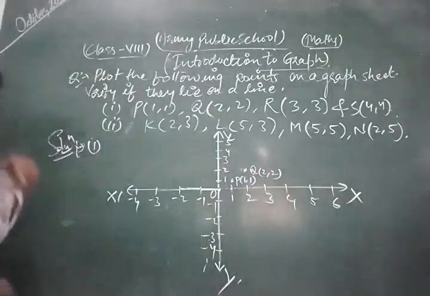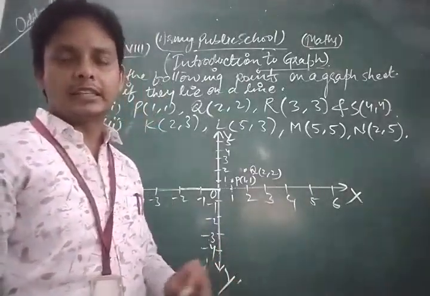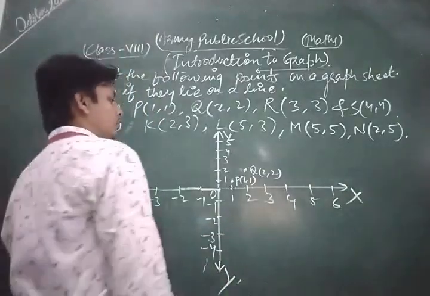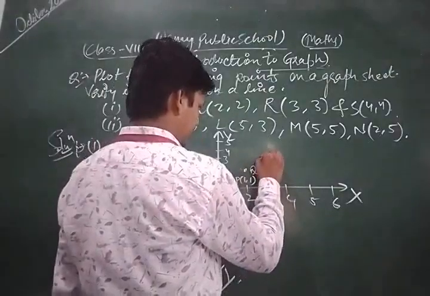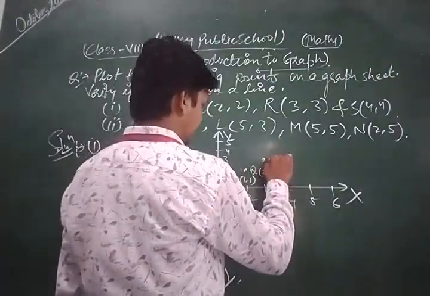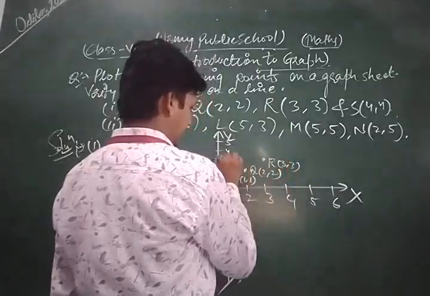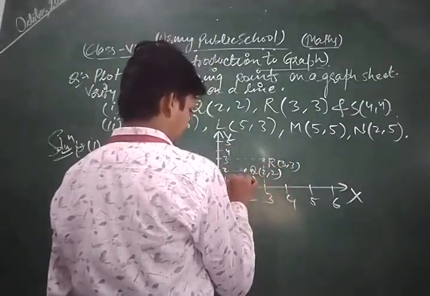Now (3,3). Look, both the abscissa and ordinate are 3, meaning the x coordinate and y coordinate are both equal to 3. So 3 is here and 3 is here, and here the point R lies, in front of this and this.